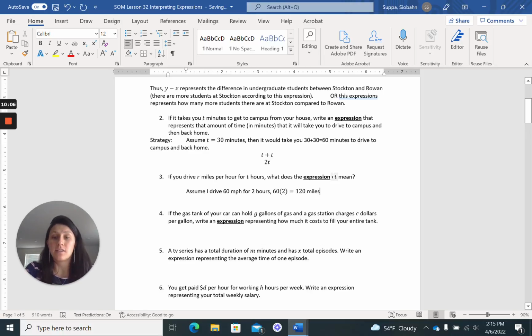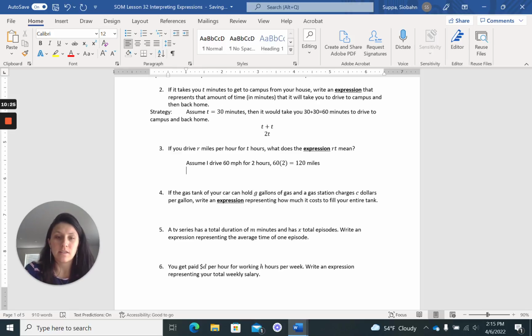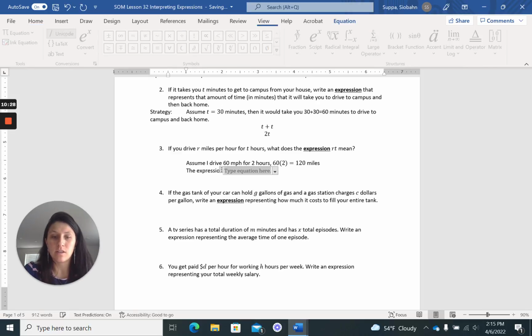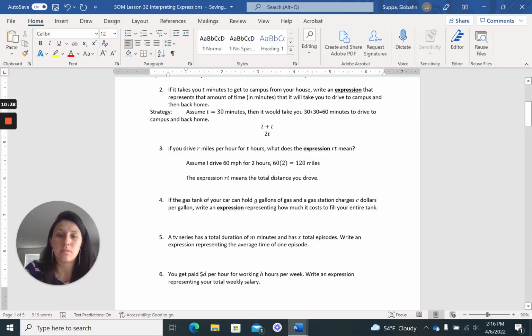If this said minutes, there should have been some kind of a factor of 60 in here, like dividing by 60 to convert, because these units have to be the same. So I apologize. So this should have said hours. Okay. So what does that expression mean? So the expression R times T means the total distance you drove. So that's what it's showing. And I use this example to help me to understand that that's what that expression is actually representing.